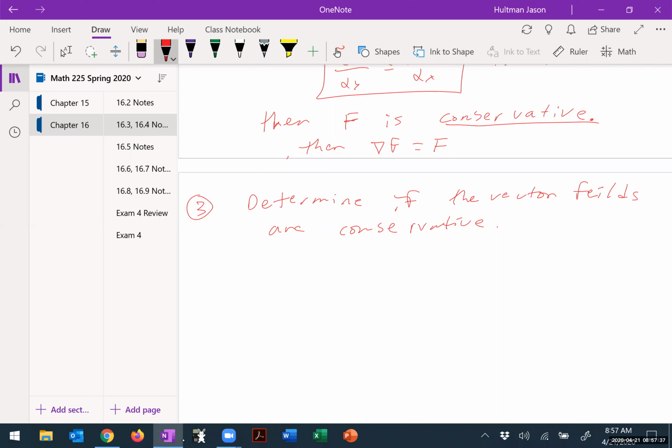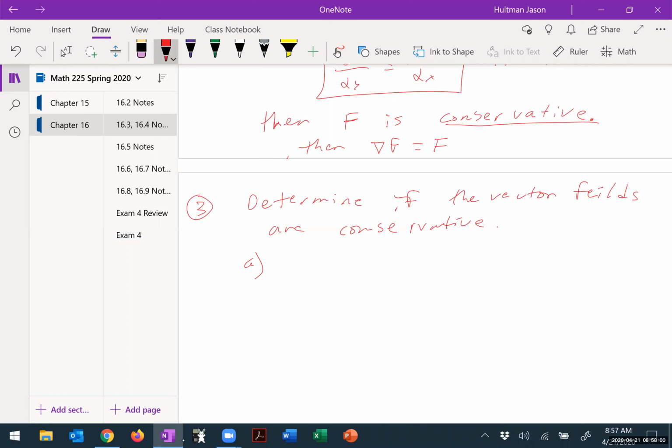So this is a test for whether you can use the fundamental theorem. If it's conservative, then we can use the fundamental theorem. If it's not conservative, all bets are off, and we'd have to test it some other way. So determine if the vector fields are conservative.